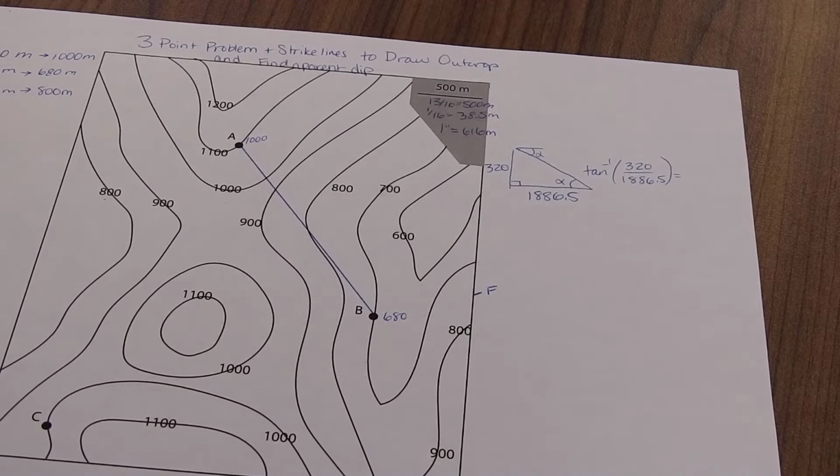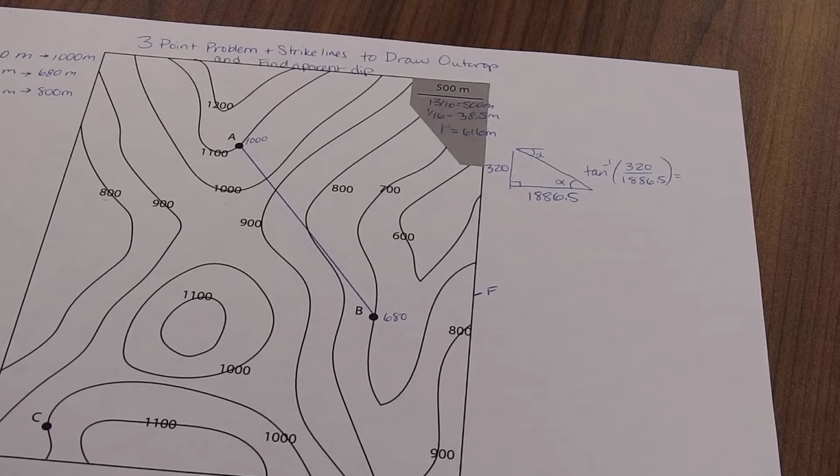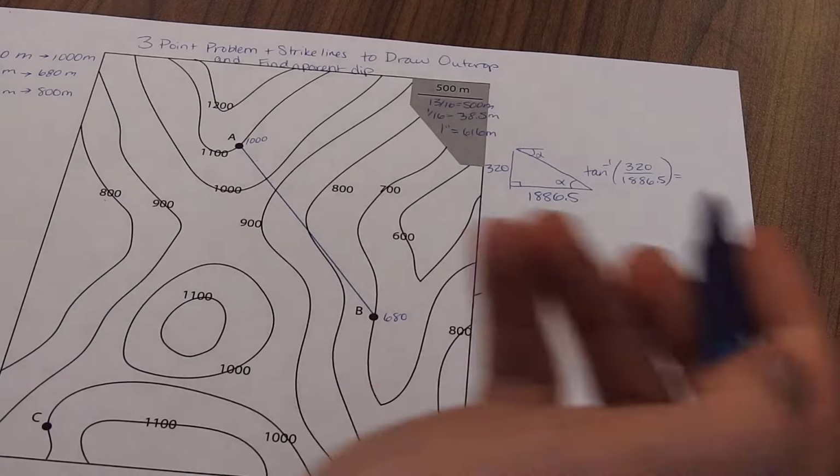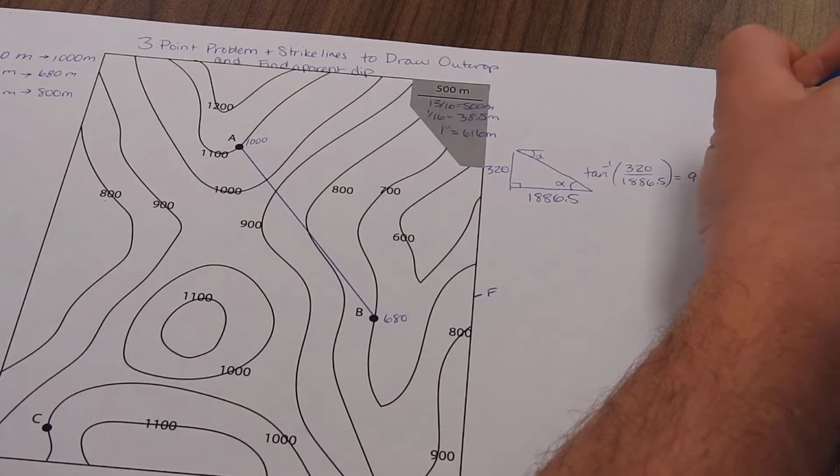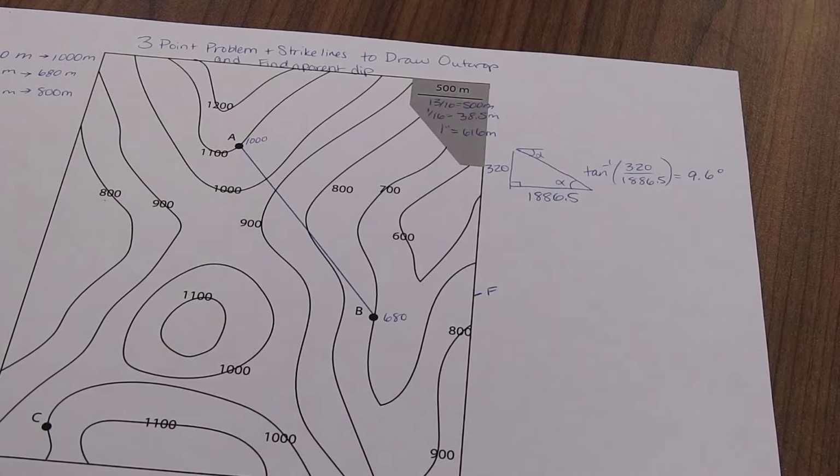So we're going to do inverse tangent of 320 divided by 1,886.5. Make sure your calculator is set to degrees. And you should get 9.6 degrees. That is not the true dip. Again, that's the apparent dip.